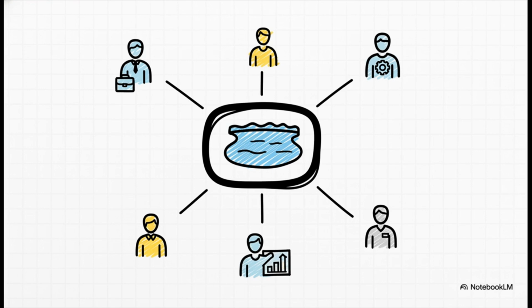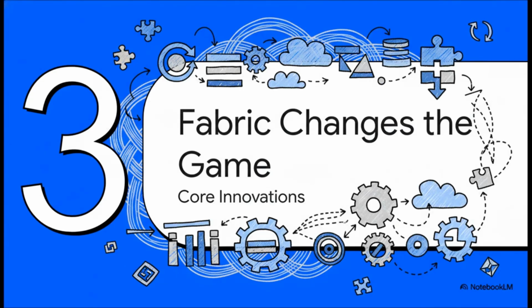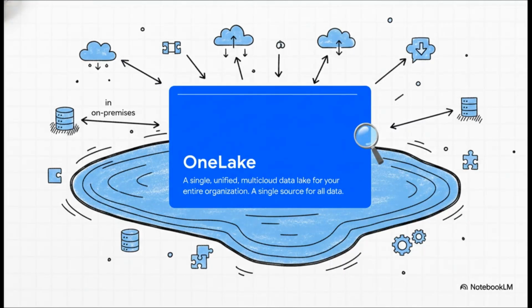At its core, the promise is actually radically simple. One platform, one central place for all the data, and one unified experience for everyone in the company, whether you're a data scientist or a business analyst. It's such a simple idea, but the implications are just massive. Now, that is a pretty bold promise. So how does Fabric actually pull it off? Let's take a look under the hood at some of the core innovations that actually make this whole unified approach possible. It all starts with this thing called OneLake.